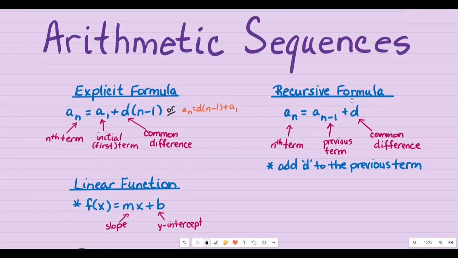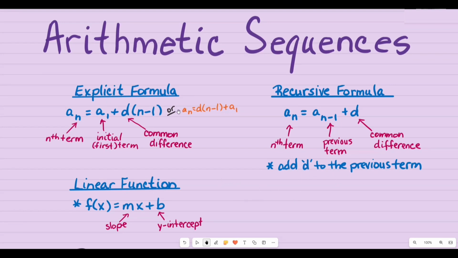On the recursive formula, I have a sub n is equal to a sub n minus 1 plus d. Now, on the first one, I identified that a sub n, the n represents your nth term, a sub 1 represents your initial first term, and d represents your common difference. It's the same over here in the recursive formula as well. The only difference is the a sub n minus 1 represents our previous term. So all you're doing is adding d to the previous term in that formula.